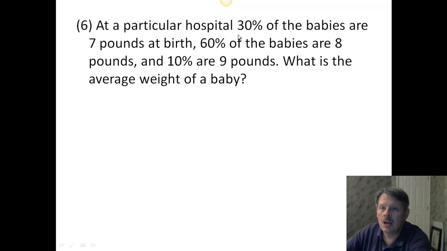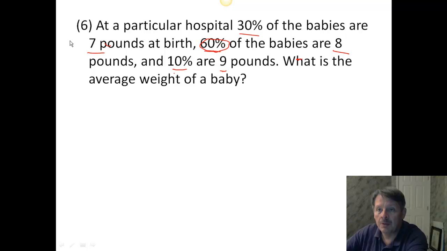Take it to a hospital. 30% of newborn babies are 7 pounds. 60% are 8 pounds. And 10% are 9 pounds. So where am I going to be? Well, clearly I'm going to be close to 8 pounds. 60% of the babies are 8 pounds. So I'm going to be real close to 8 pounds. Am I above or below? Well, there are more babies born below than there are above. So I'm going to be a little bit below 8 pounds.